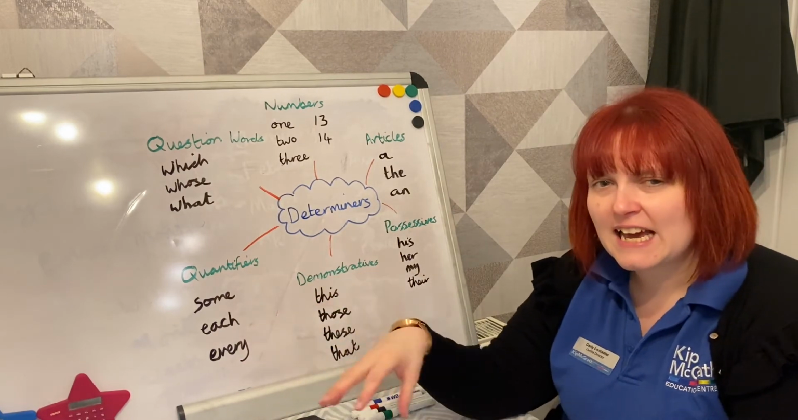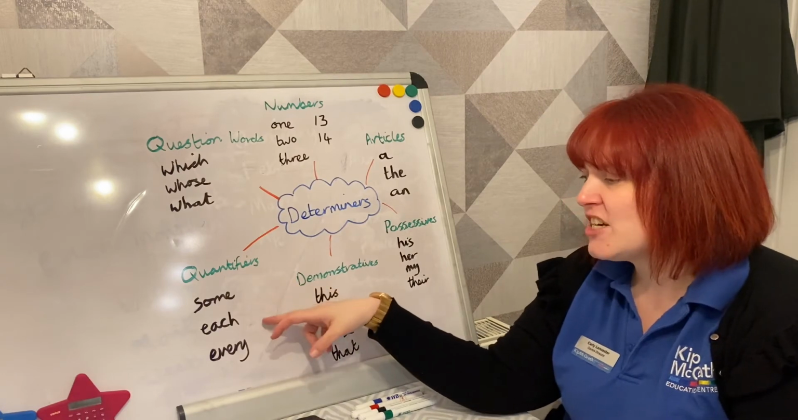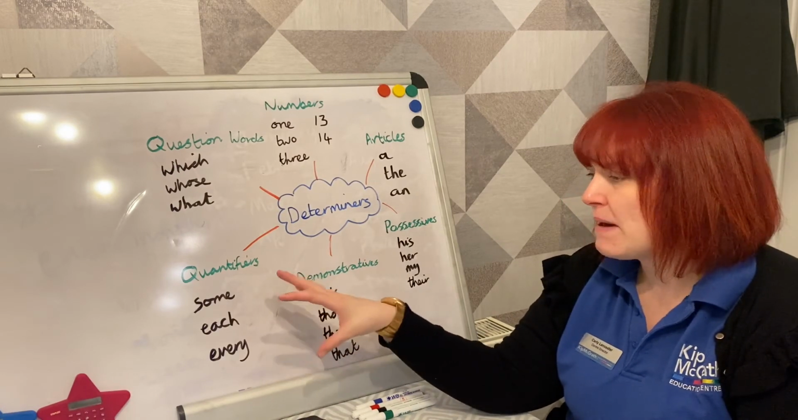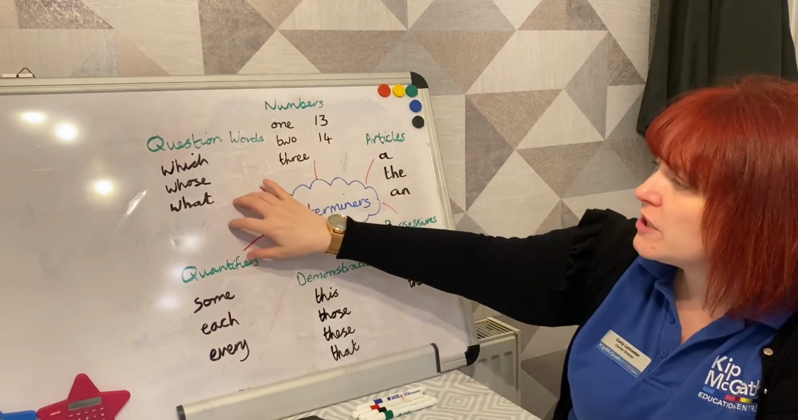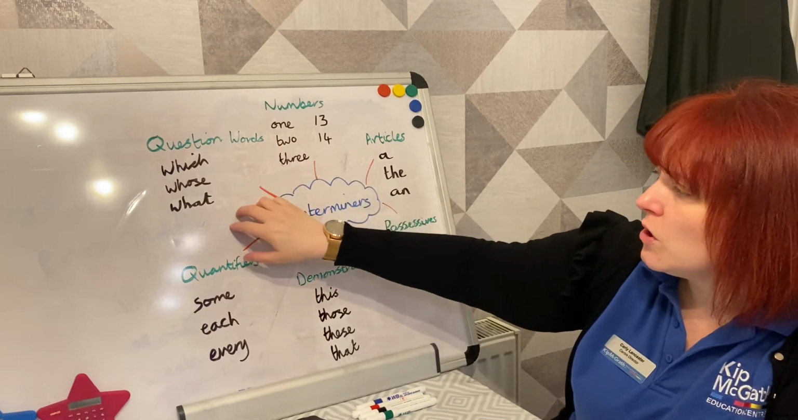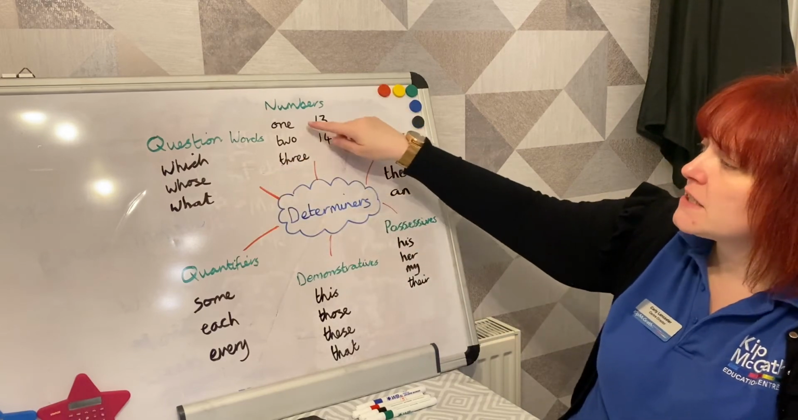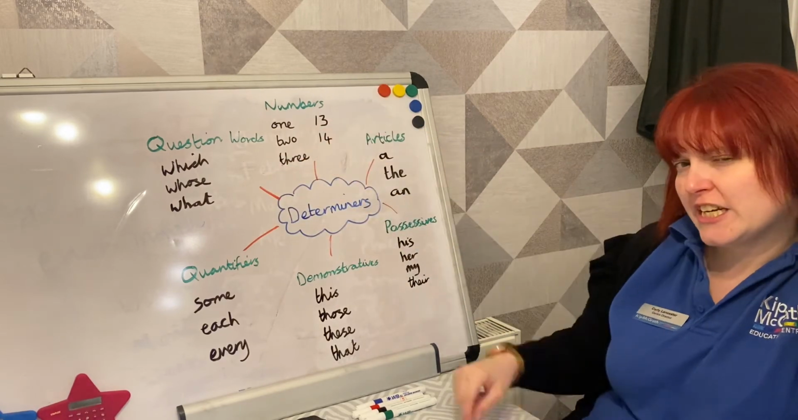Quantifiers indicate how many, so some, each, every. So that's how many of something, the quantifier, the quantity. Your question words, which, whose and what. And your numbers, 1, 2, 3, and I've put 13 and 14.